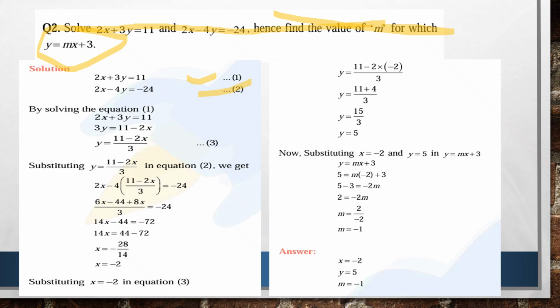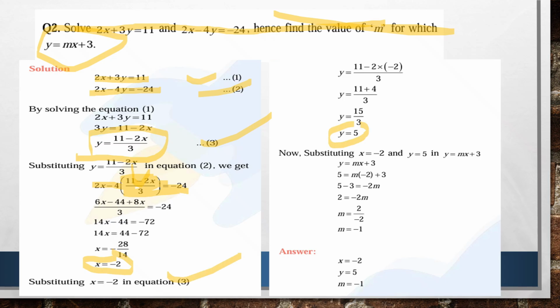Here, take equation 2x plus 3y is equal to 11 as equation 1, and 2x minus 4y is equal to minus 24 as equation 2. By solving equation 1, you will get y is equal to 11 minus 2x divided by 3. Equation 3 should be substituted in equation 2. Then you can write 2x minus 4 bracket of 11 minus 2x by 3 is equal to minus 24. If you solve, you will get x is equal to minus 2. Substituting this in equation 3, you will get y is equal to 5.